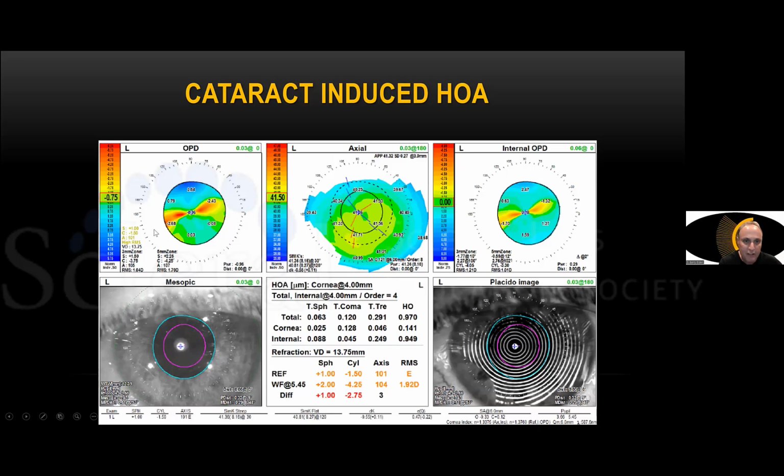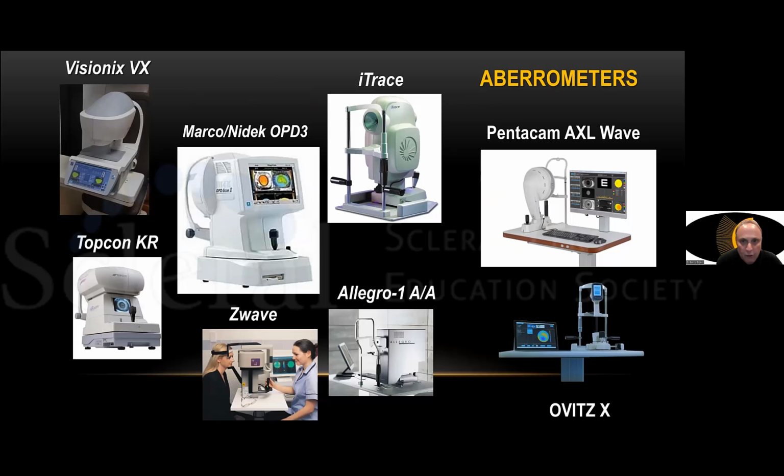What I want you to notice, and we're going to do a couple of these cases, I hope you can see my marker, but on the upper left, that's total high order aberrations. In the center is anterior high order aberrations, particularly the tear film and anterior cornea. And to the right is the internal. In this case, it's due to cataract. And look at the pattern of the aberrometry map. It looks almost the same for the internal as the total. And it's telling you the high order aberrations are truly being induced by the internal, in this case, early cataract development.